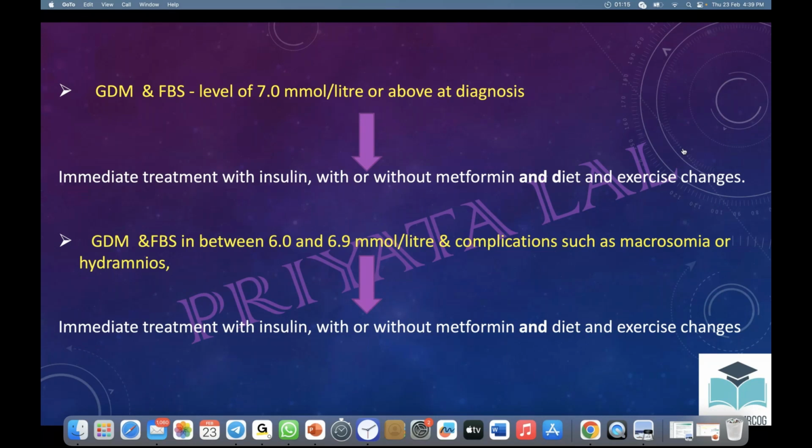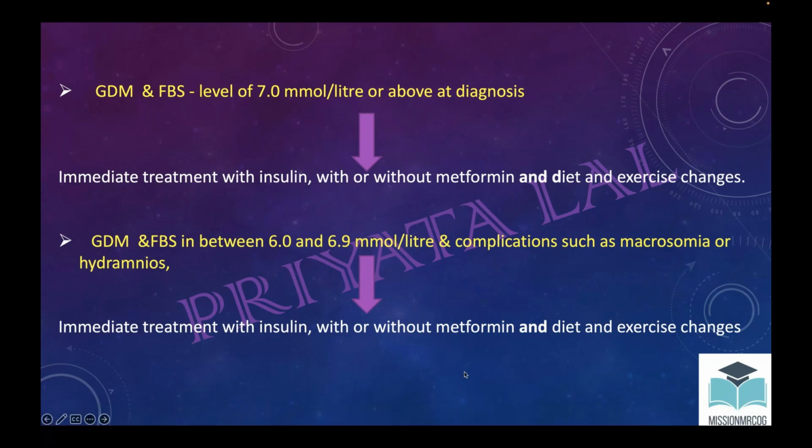So if the patient has GDM and fasting blood sugars are more than 7, that means we are dealing with a patient of uncontrolled diabetes. Now we would be in a hurry. We have got no time for diet and to review the patient, because that will start affecting the baby. So we have to act fast. How will we act fast? We will offer immediate treatment with insulin plus or minus metformin, and diet and exercise will always be there. And you will get questions from this line.